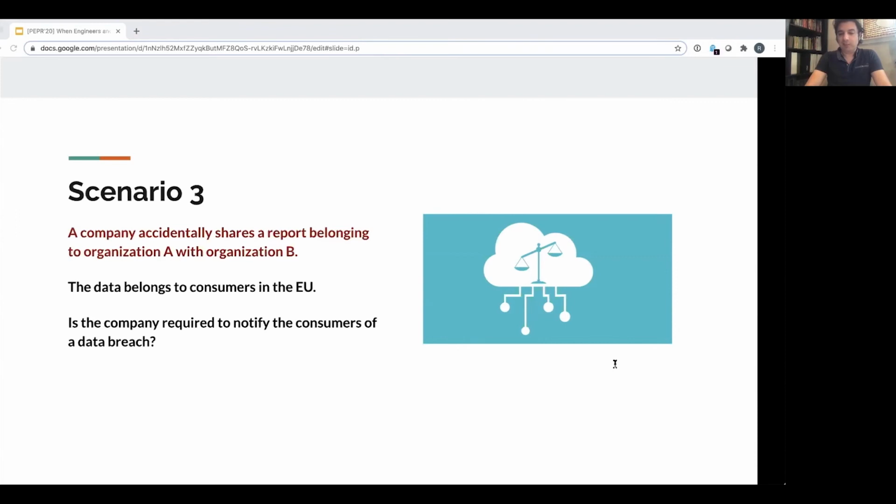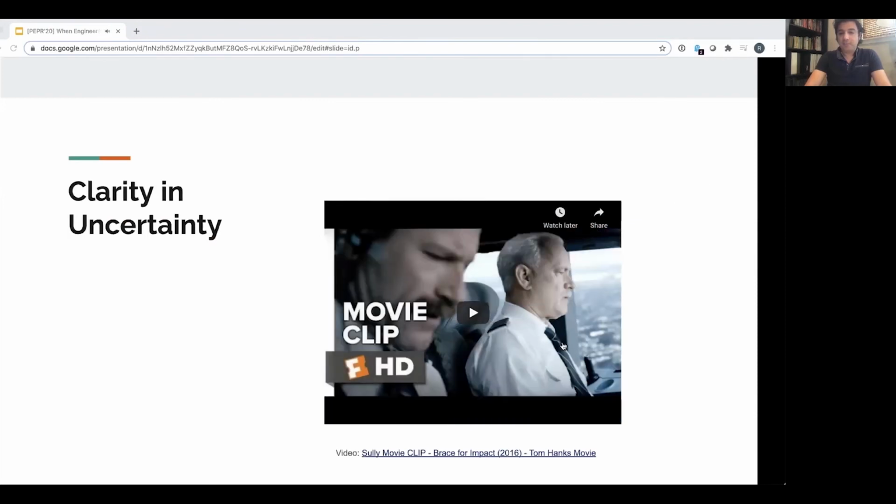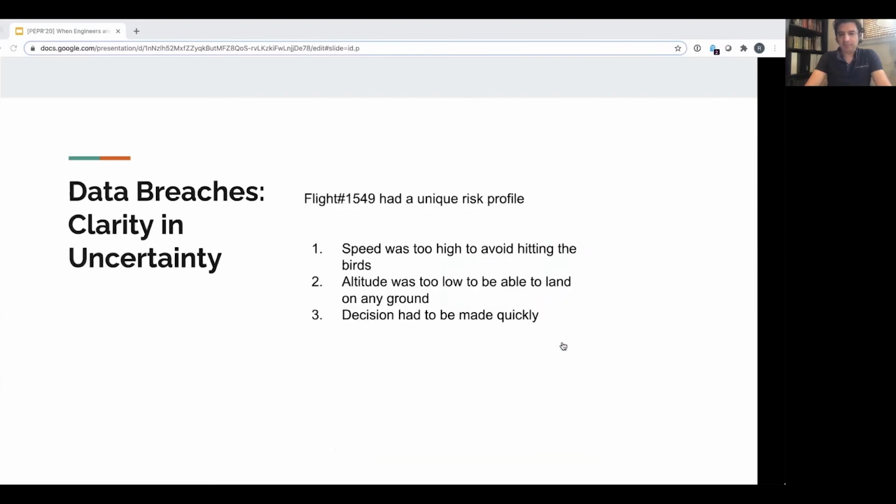Let's look at a really famous example of how one person did that. This was Captain Sully, who landed Flight 1549 on the Hudson. Now, this is an example of finding clarity in uncertainty. Sully made a decision based on risk profile for Flight 1549. Is the speed too high? Is the altitude too low? And how much time is there to decide? If he did not have the clarity of what the risks depend on, then we can all imagine why that wouldn't have gone so well.